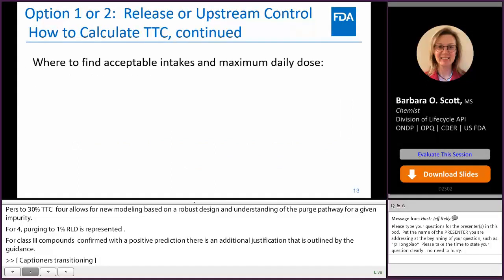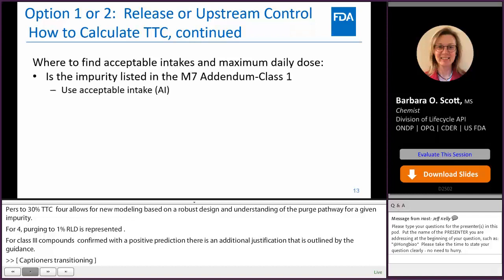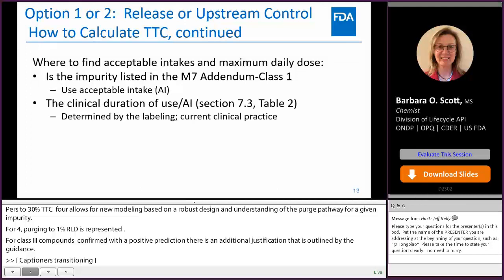To determine the acceptable intake and maximum daily dose, there are a few locations to look first. Is the impurity listed in the ICH M7 addendum? If so, use the acceptable intake listed there. Otherwise, look at the labeling of the intended drug product to determine the duration of use. For example, is the drug product designed to be taken daily for greater than 10 years, or does it have a duration of use less than 1 month? After the duration of use is determined, Table 2 in M7 gives the acceptable intakes allowed for each individual impurity.